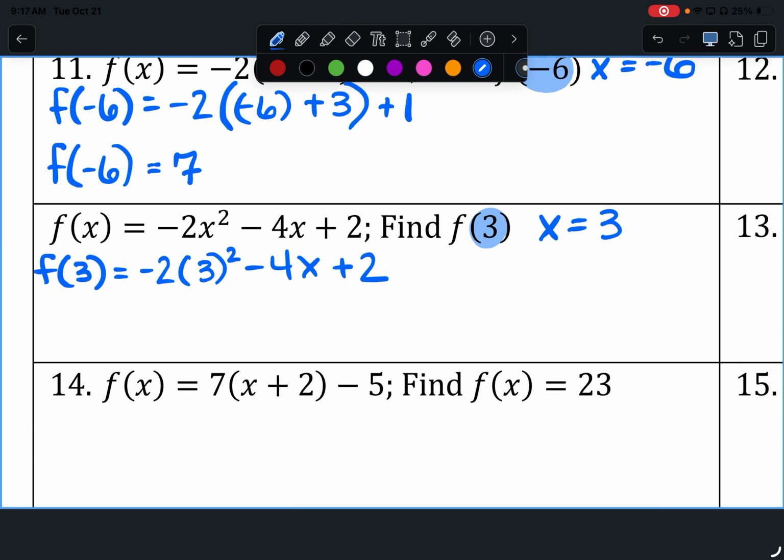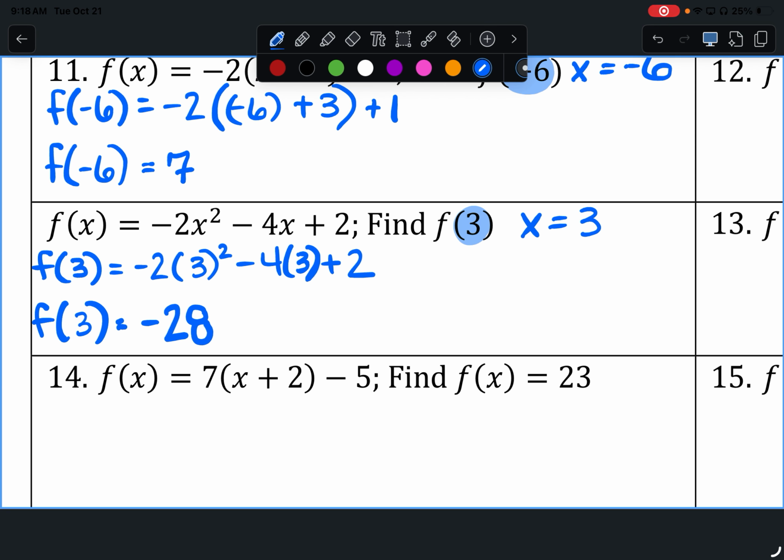I did something wrong. What did I do wrong? Got it. Put it in there too. It has to go in everywhere there's an x. So we can either use our calculator or we can use our brains. What is 3 squared? 9. What is 9 times negative 2? What is negative 18 minus 12? Negative 30. Plus 2 is? Negative 28.